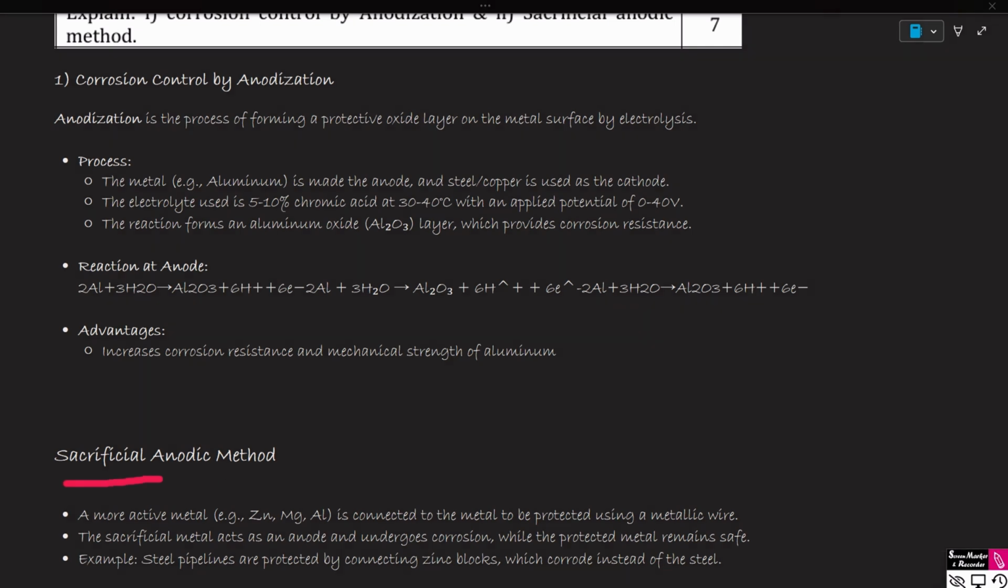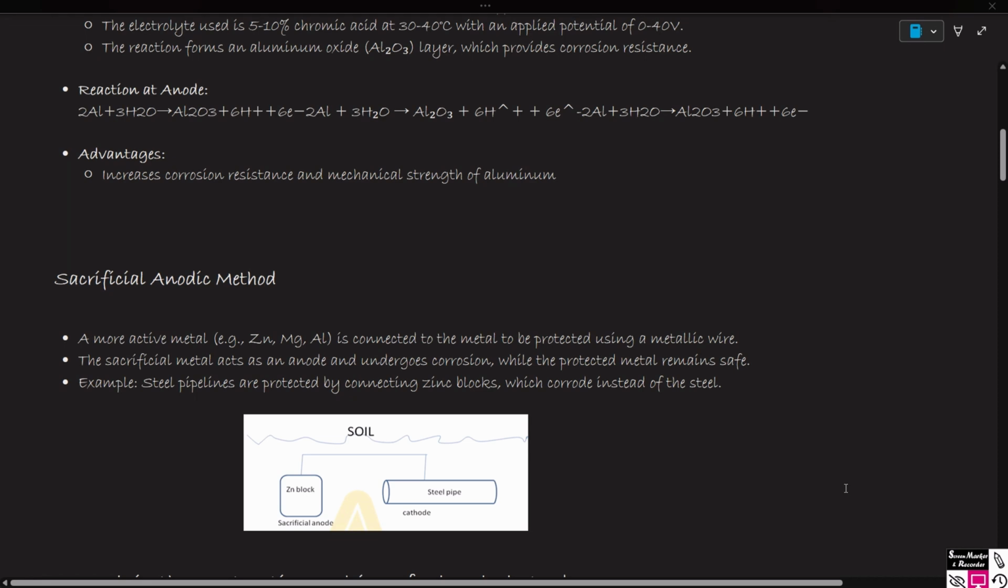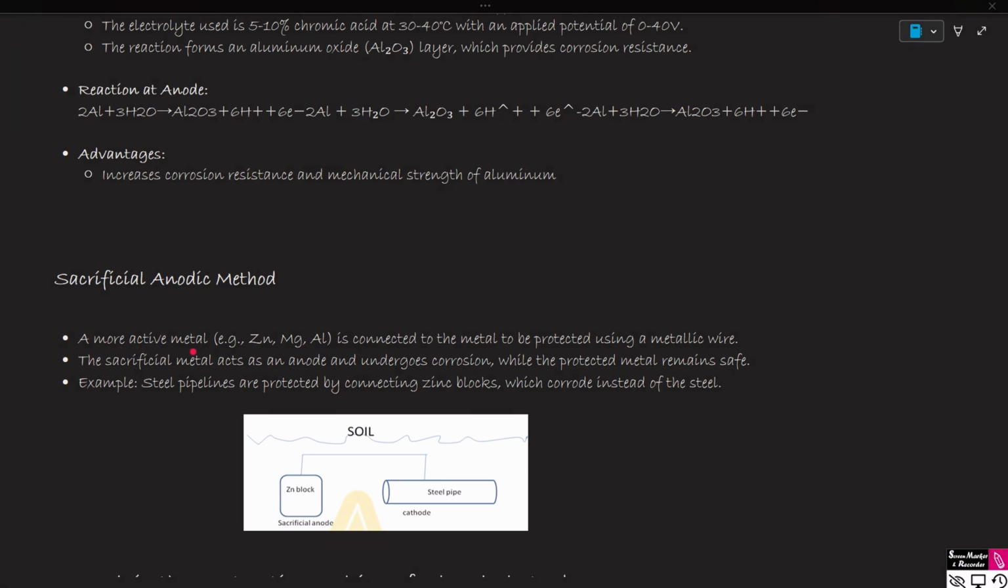Moving to the second, sacrificial anodic method. The name itself tells: here one metal sacrifices itself to save another metal from being corroded. A more reactive metal, for example zinc, magnesium, or aluminum, is connected to the metal to be protected using a metallic wire. So here you can see the diagram. You need to draw the diagram which carries marks.